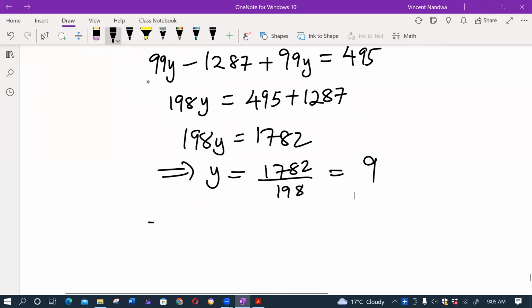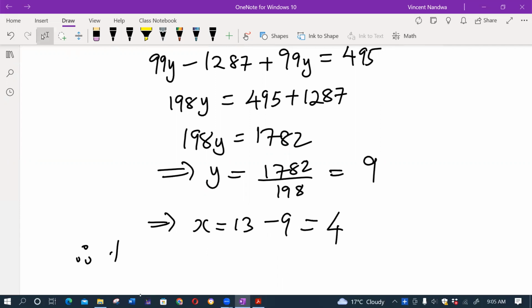Which means x will be 13 minus 9, which is 4. Therefore, the number is 409.